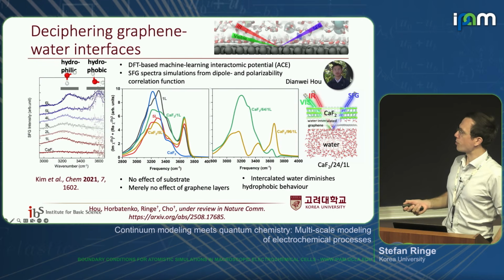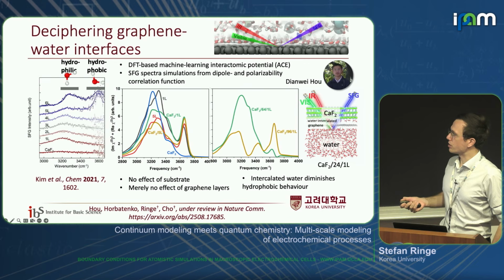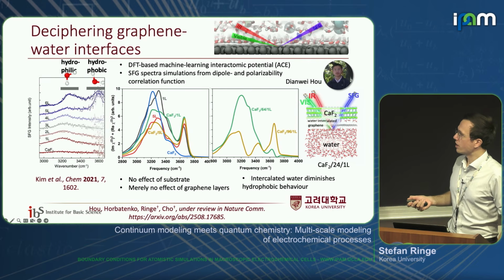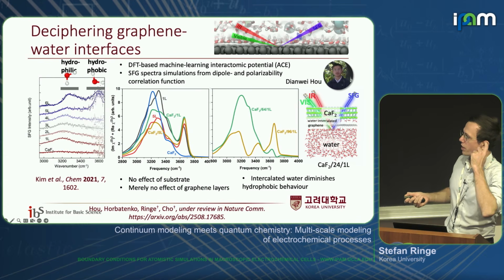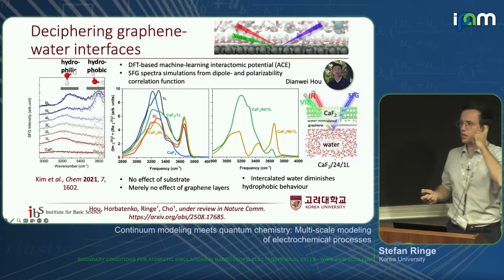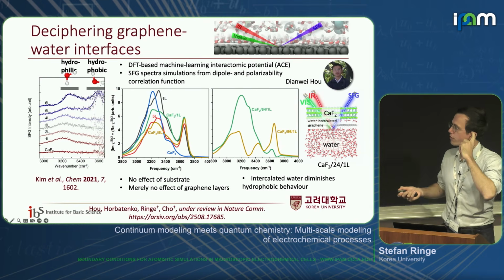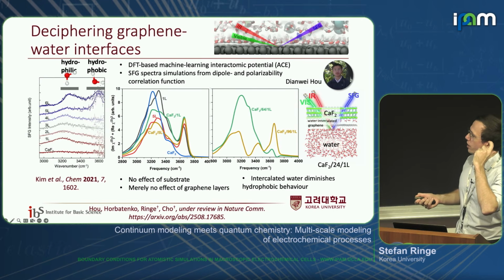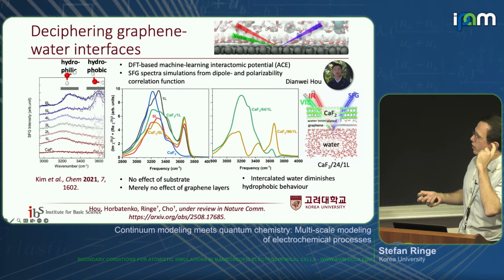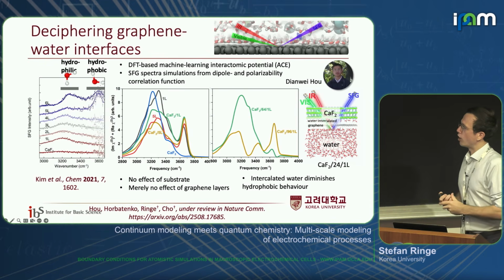And interestingly, from the machine learning potential and SFG simulations, we found this to be not true. At least our simulations predict that no matter how many layers we have, we always have this second peak here, even with one layer. So then we thought, okay, so why with one layer do we already have this peak, which actually indicates hydrophobic and hydrophilic water.